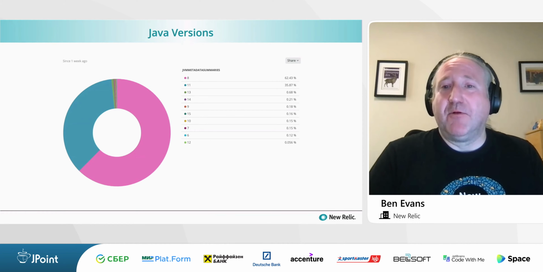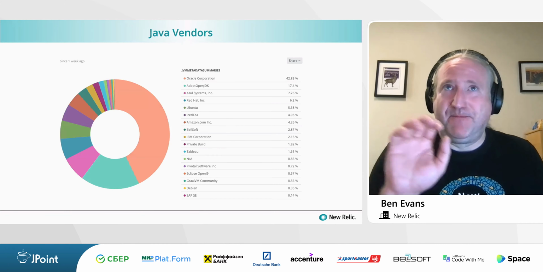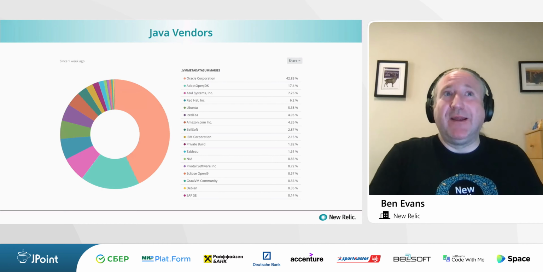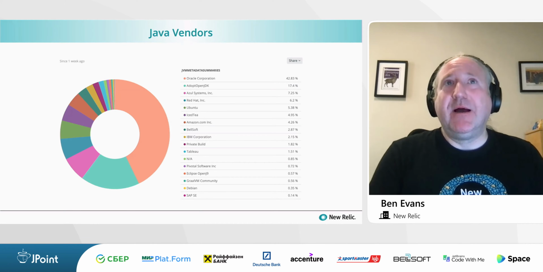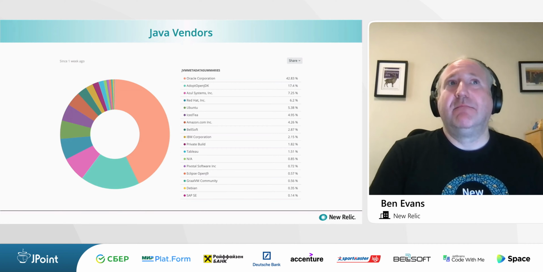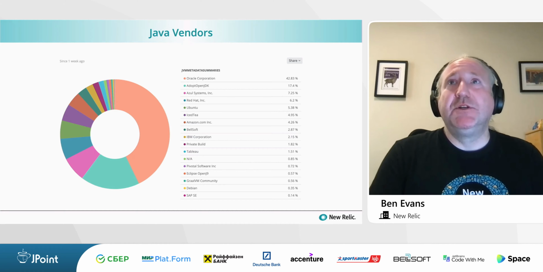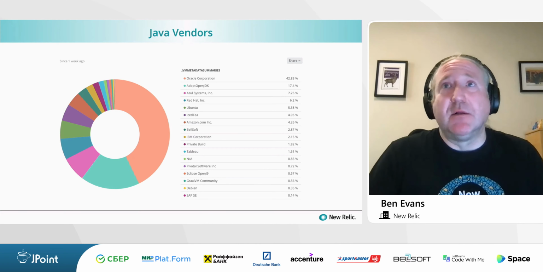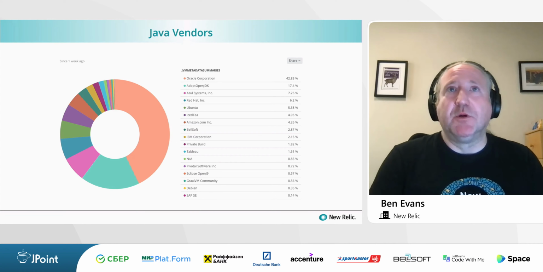Okay, so the other question people often have is, what about vendors? How much of the market does Oracle still command? Well, let's look. And here is one of the big bombshells. Oracle is now less than half the market. Oracle is no longer the majority Java provider. According to our data, they now have only 42.83%. So they are still the largest single provider, but they are not the majority anymore.